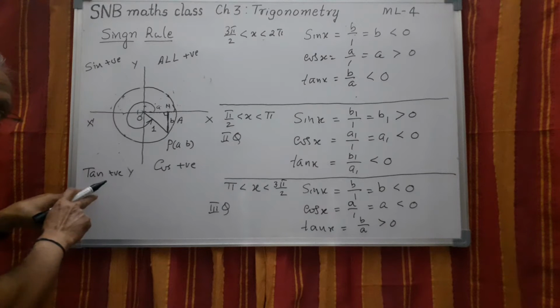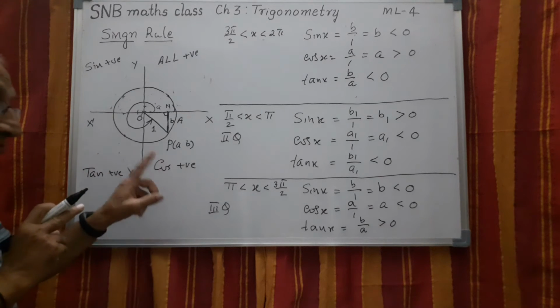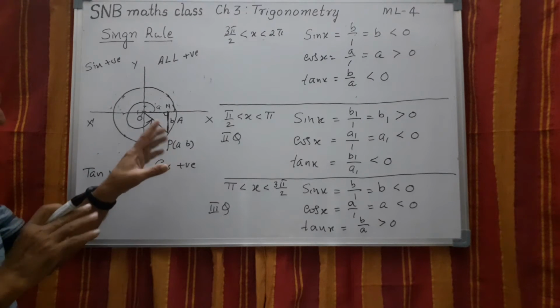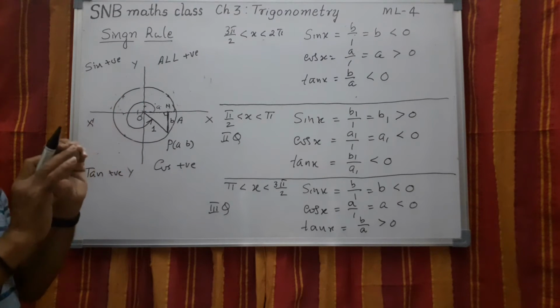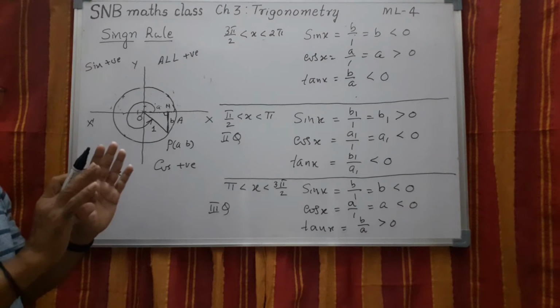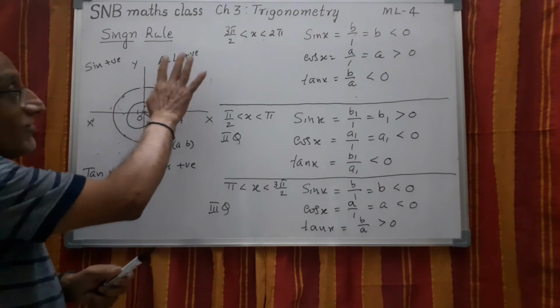Only tan is positive, the remaining are negative. Here, only cos is positive, the remaining are negative. So, this is the arrangement of trigonometric ratios. They are very disciplined, very friendly, and cooperative. See here, all are positive.